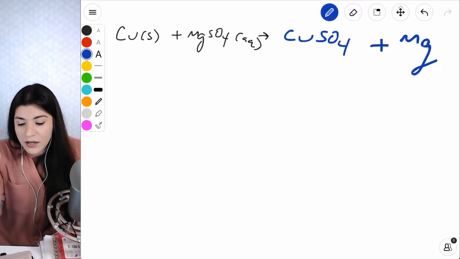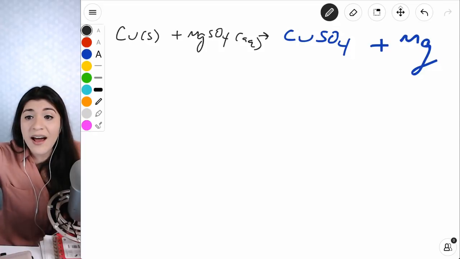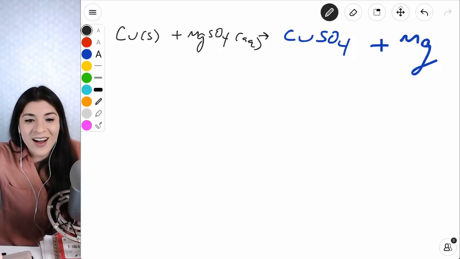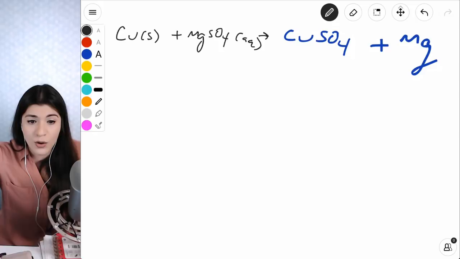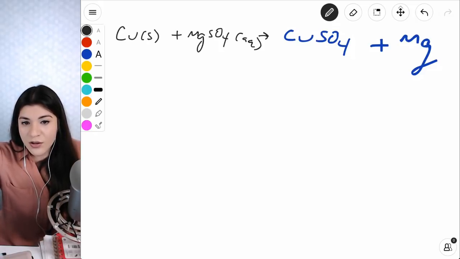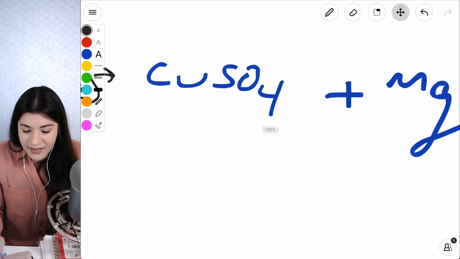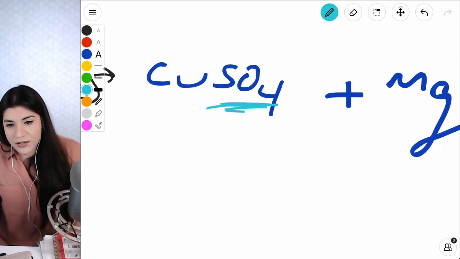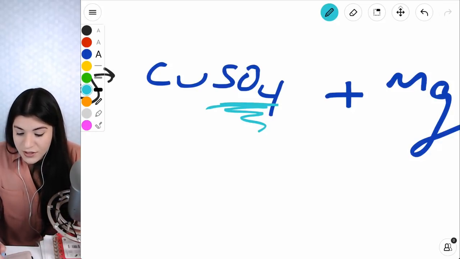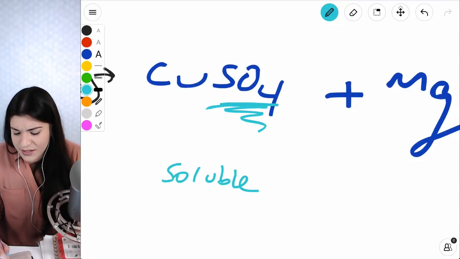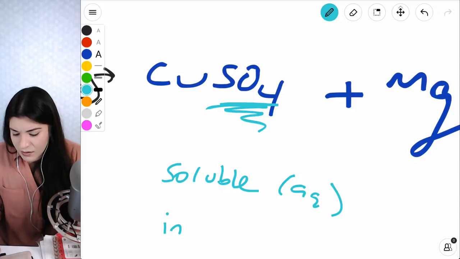Now, how we're going to figure out what else we produce is going back to the solubility table, which I'm going to grab right now. Our solubility table is essentially going to tell us if something is aqueous or a solid. So how I use a solubility table to predict my products is I look at the ending. Looking at SO4, sulfates are typically soluble. Since they're typically soluble, that means it's going to be aqueous. So soluble means aqueous, insoluble means a solid.